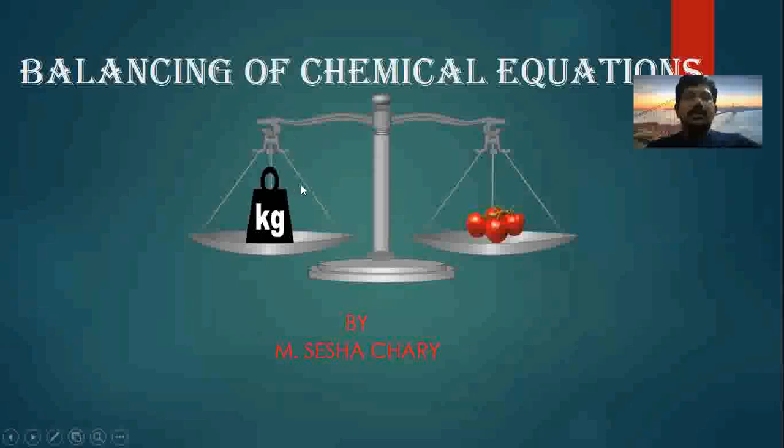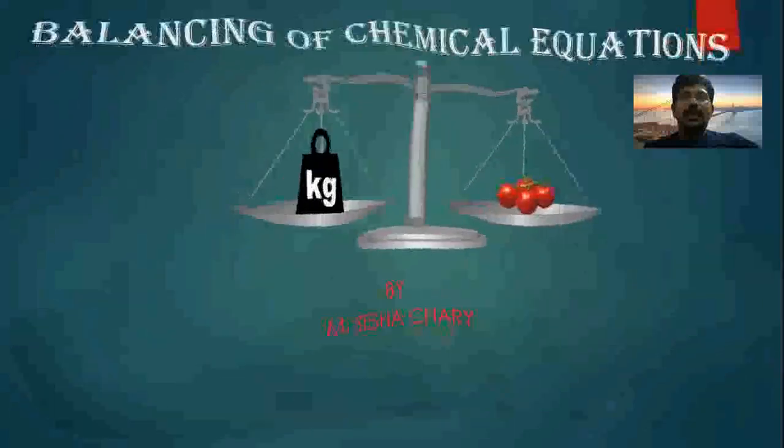Observe this balance. See, the mass of 1 kg is exactly equal to the mass of the tomatoes. Then we say that it is balanced. In the same manner, how can we balance a chemical equation? Why do we have to balance a chemical equation? We will learn in this session, with a few examples.